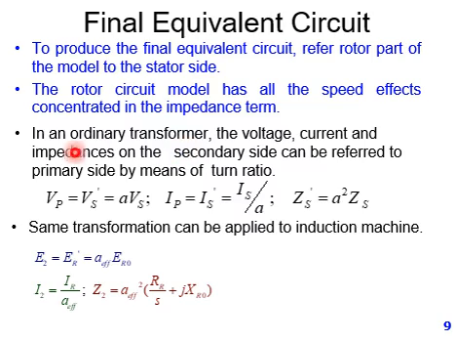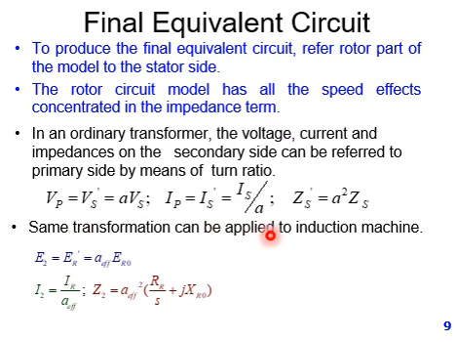As we saw in the last chapter, in the case of the transformer, the secondary and primary voltages can be written in terms of each other. The primary voltage was equal to A times the secondary voltage. Similarly, the primary current was equal to the secondary current over A, and Zs bar was equal to A squared times Zs.